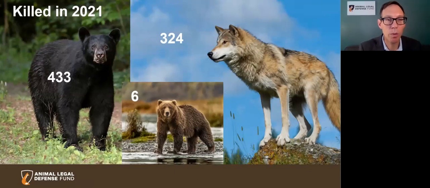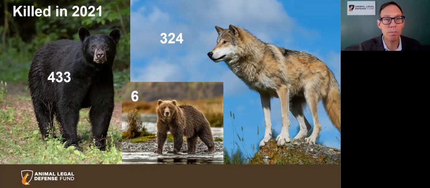You can see here in 2021, there were 433 black bears killed, 324 wolves, and 6 grizzly bears. And it's worth pointing out, grizzly bears are actually protected as a threatened species under the Endangered Species Act, which means that by law, they cannot be harassed or killed except for cases of self-defense or protection of others.